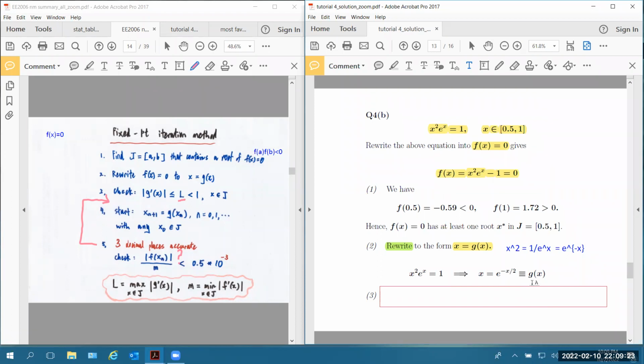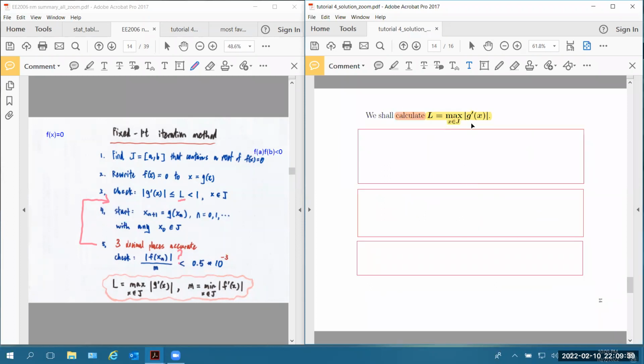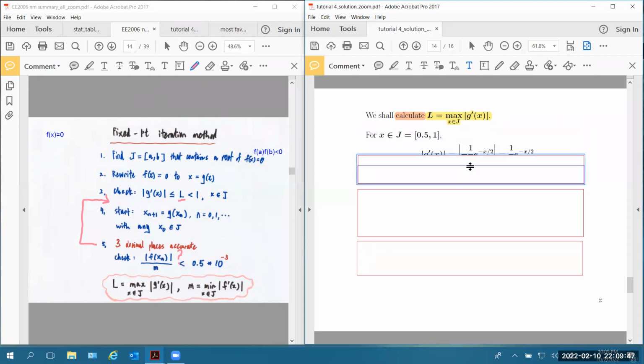Then now we do step number 3, to determine the convergence of this scheme. Basically, you want to find the L. Let's go and find the L. We have the g(x), so let's differentiate to get g prime, and we must take the absolute value. When we differentiate, you got a negative sign here, so throw that away. So this one is positive. You can see it's e to the power minus x over 2.